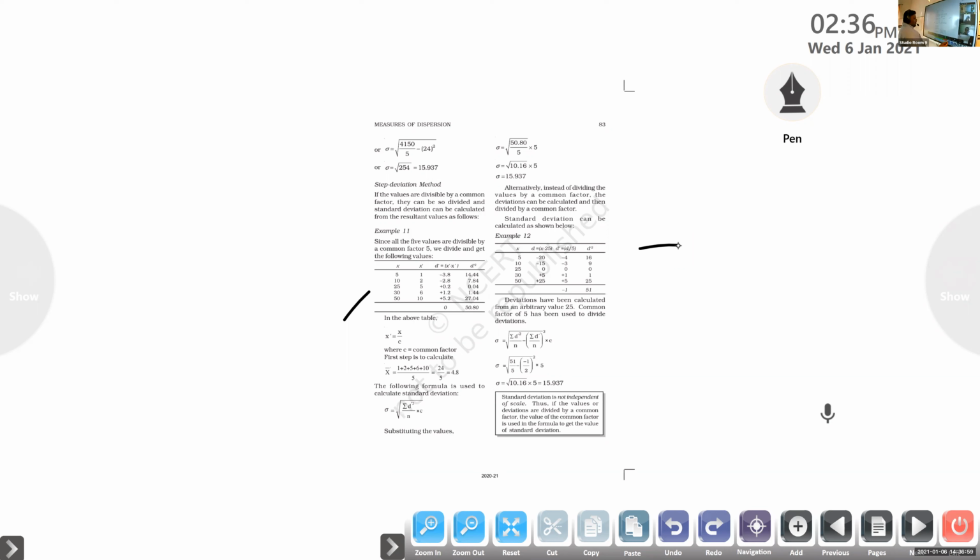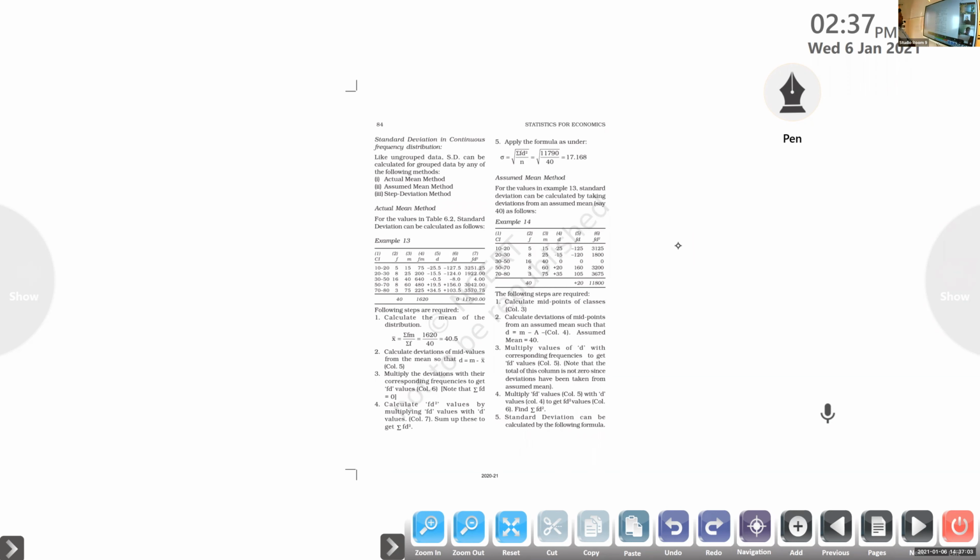Now we are moving to standard deviation in a continuous frequency distribution, in which we completed the actual mean method and the assumed mean method, right? Yes or no? Both of these methods we completed yesterday, and still a number of homeworks are pending. Okay. Now moving to the third one, the step deviation method.